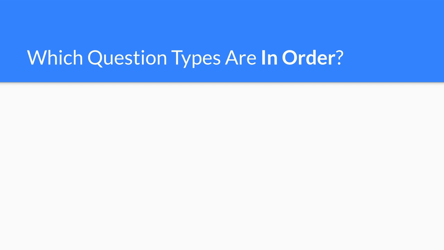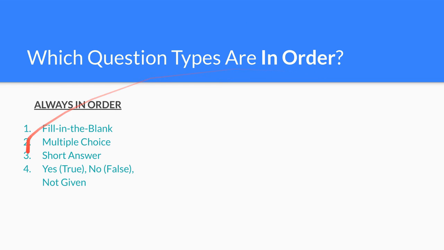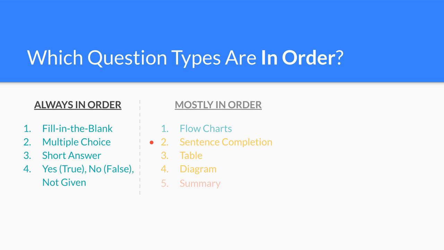First, let's take a look at what types of questions are in order. These questions are always in order: fill in the blank, multiple choice, short answer, yes, no, and not given, or you can also look at this as a true-false question. These questions are always going to be in order. Now there are other question types as well, and these ones tend to be in order most of the times. Not always, but most of the times they are in order.